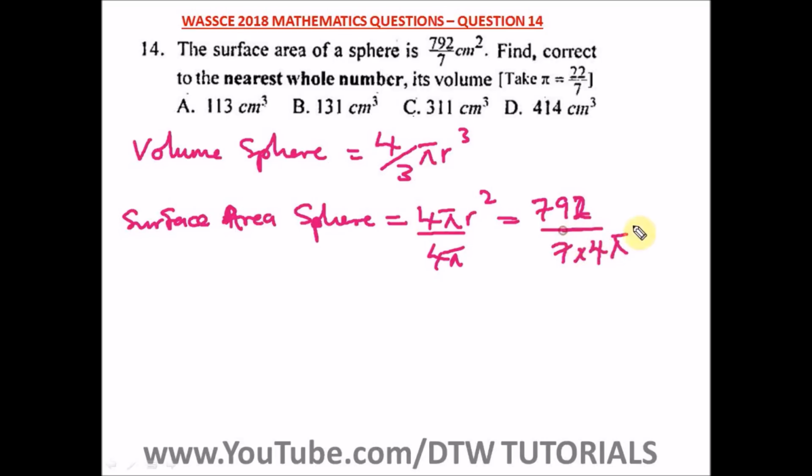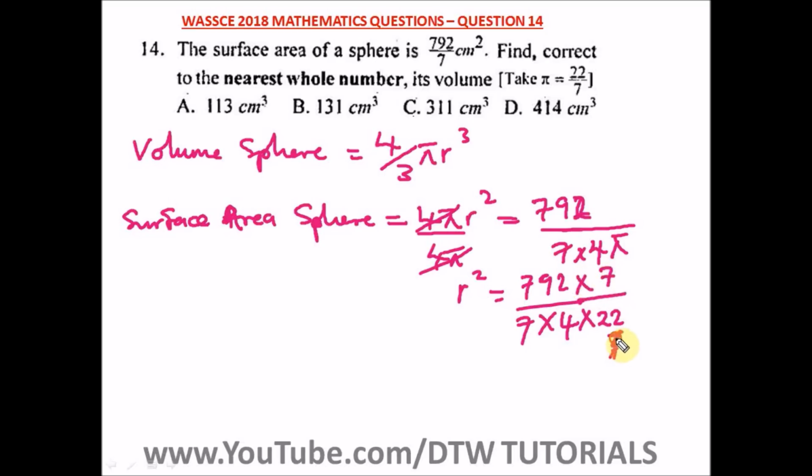All right, so we have this here: 792 over 7 times 4 over pi. So this 4 over pi will cancel, and we're left with r squared equal to what? 792 over 7 times 4. And what is pi? We're given pi as 22 over 7. So it will be times 22 over 7, but we can carry the 7 up. Since we're dividing, we have to invert. So we have times 7 here.